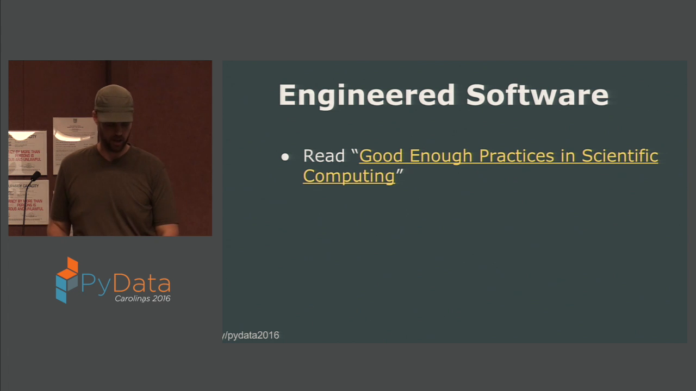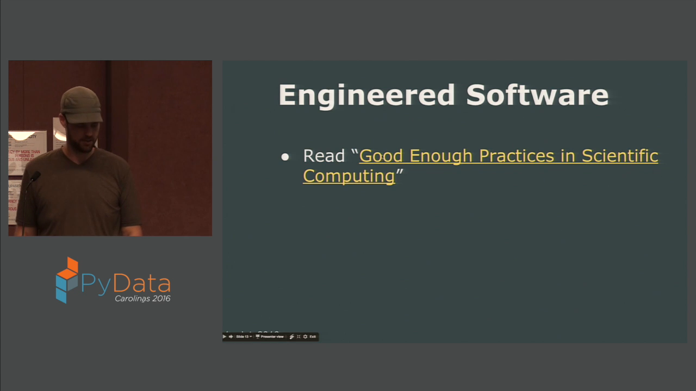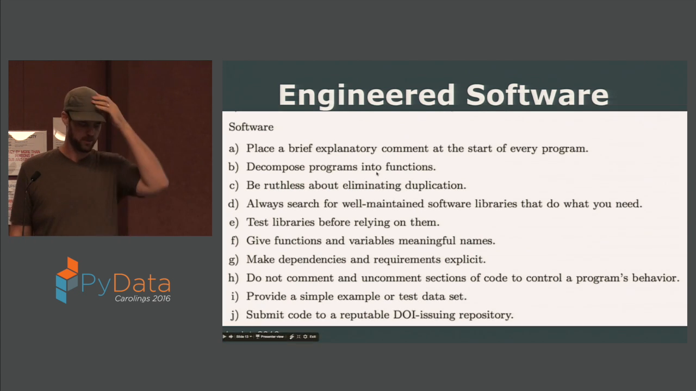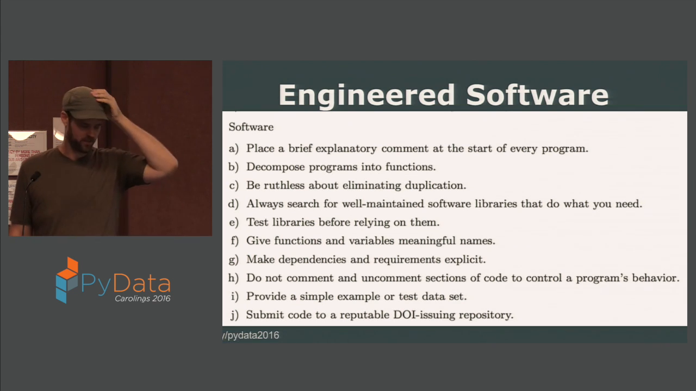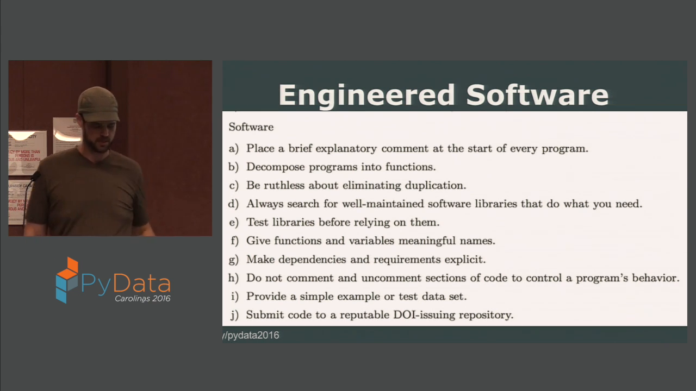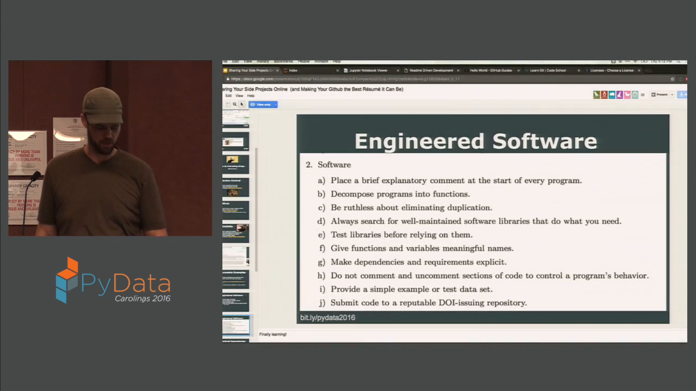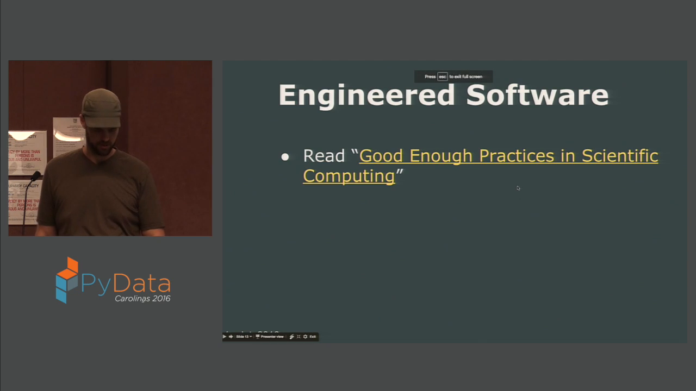A paper was just put online called Good Enough Practices in Scientific Computing. This would probably be a valuable paper for a lot of people, but they have a big outline of the points of their paper. And number 2 is tips for software engineering, essentially. Some of these things we're already talking about. Give functions and variables meaningful names. Make dependencies explicit. If you can consider what you do scientific computing at all, this is probably worth going through.